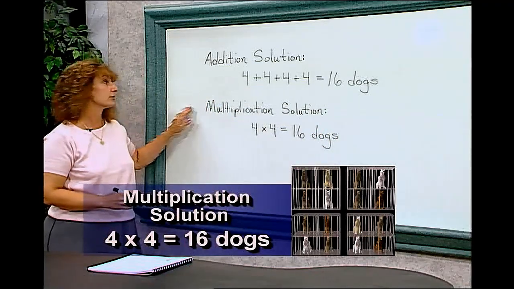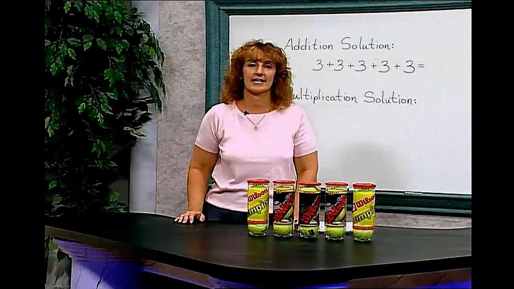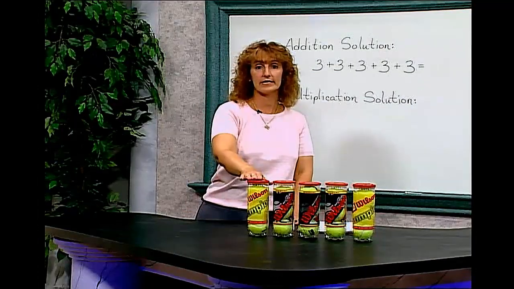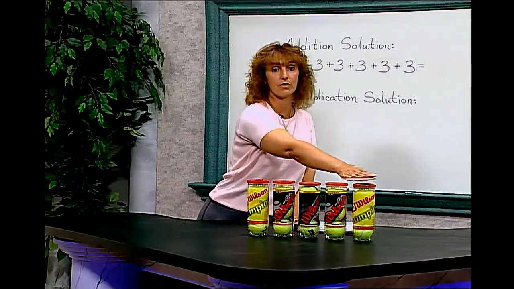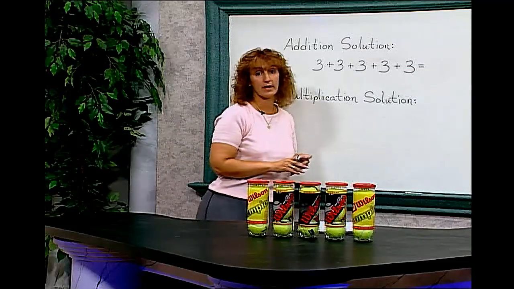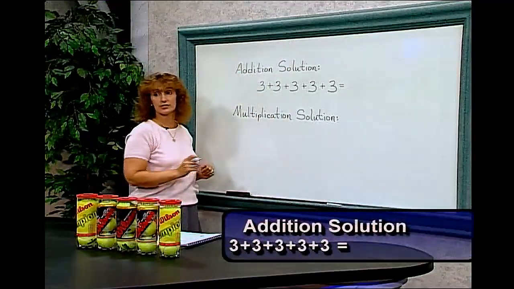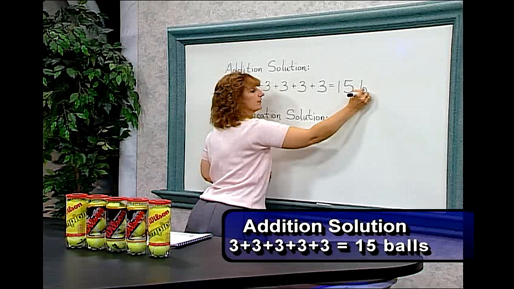Multiplication is a shortcut to addition. We can call that speed addition. Let's look at our second example. There are 3 tennis balls in each container. What is the total number of tennis balls in all 5 containers? We can solve this problem in 2 ways. The addition solution, 3 plus 3 plus 3 plus 3 plus 3. Each 3 representing one of the containers of tennis balls. When we add that up, we get 15 balls altogether.